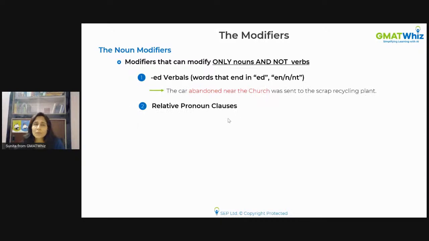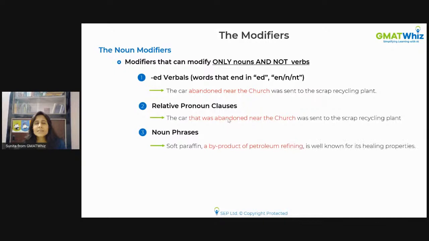Then you have the relative pronoun clauses. Now, since it's a pronoun clause, it has to refer only to a noun, all right? Say, for example, the same sentence that is given above, we can also state as the car that was abandoned near the church. So that was abandoned near the church is a relative pronoun clause, starting with the relative pronoun that and defining car.